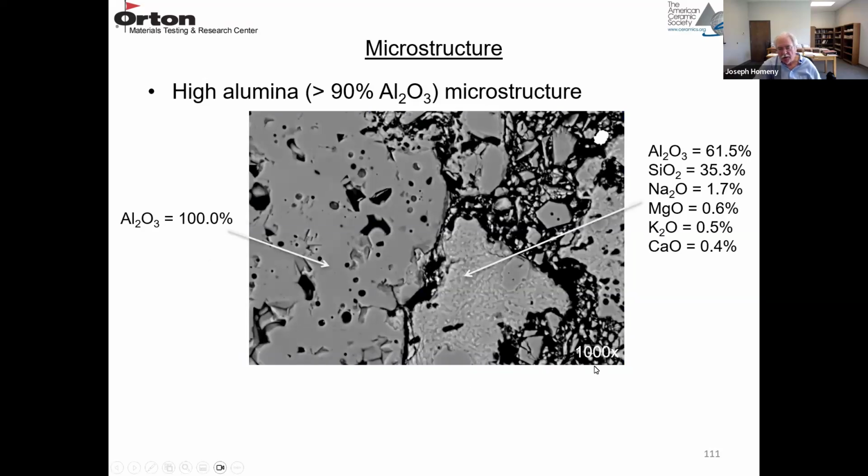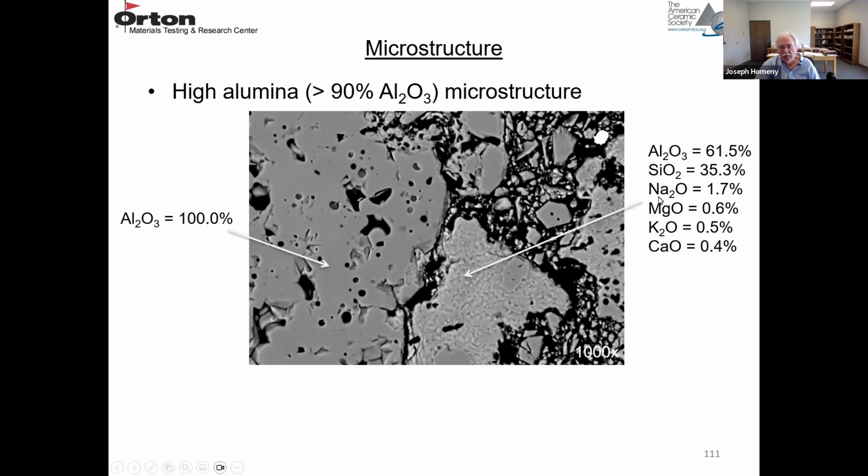And then if you go to a higher magnification, 1000x, you can see this coarse aggregate, and basically this one comes up at about 100% alumina. It's pretty large crystals. It looks like it's probably a tabular alumina to me, and the matrix was designed to be mullite. This particular matrix region right here is about 61% alumina and 35% silica.